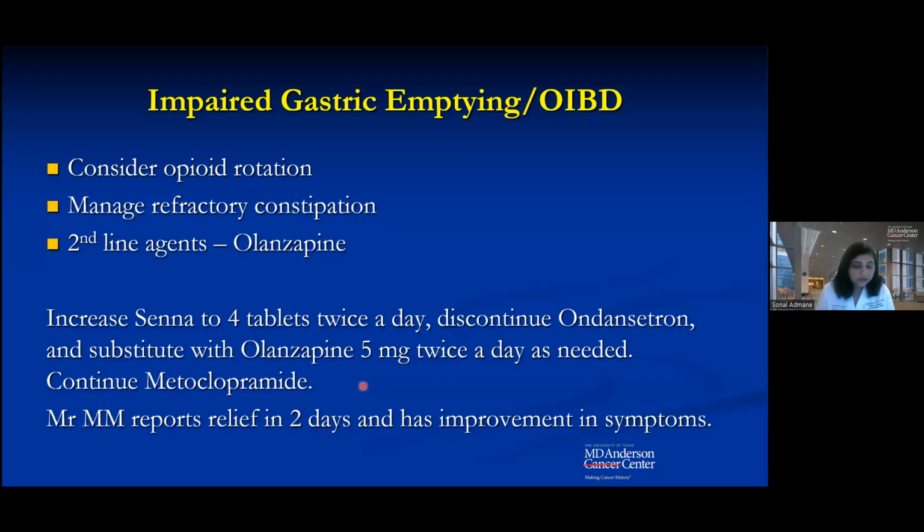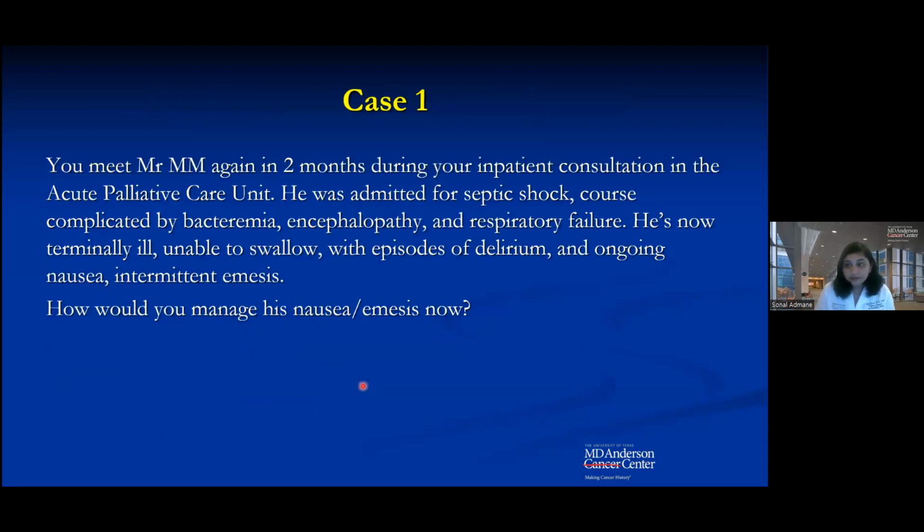And then really second line agents like olanzapine, which is again our drug of choice now for second line or third line. So you increase Senna to 4 tablets twice a day, and then you substitute the ondansetron with olanzapine 5 milligrams twice a day as needed, and you continue the metoclopramide. So he has relief in 2 days and improvement in symptoms. By combining olanzapine and metoclopramide, if you go back to the table, you're targeting multiple receptors and giving this broad spectrum effect.